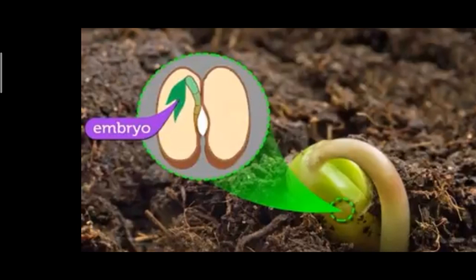Seed contains a miniature plant called embryo. Or we can tell the tiny baby plant inside the seed is called embryo. Can you see embryo here in green color? Either side of the embryo, that is called cotyledon. So here two cotyledons are there. Between the two cotyledons, the embryo is present.